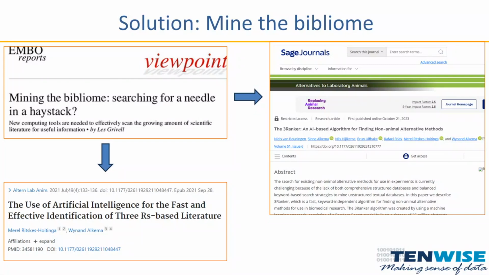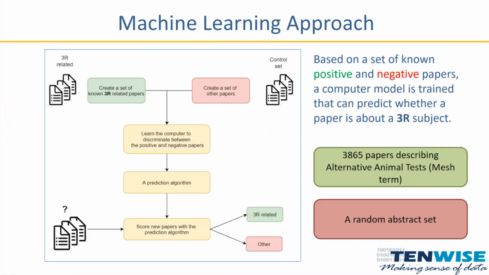So I will focus on the 3R Ranker algorithm and very shortly describe, very high level, how we created the 3R Ranker algorithm. And basically we followed a very common machine learning approach. So this is a little bit different than the related papers approach that was described earlier. What we have said is we take a set of known 3R related papers.